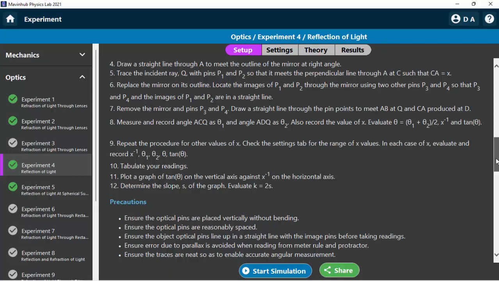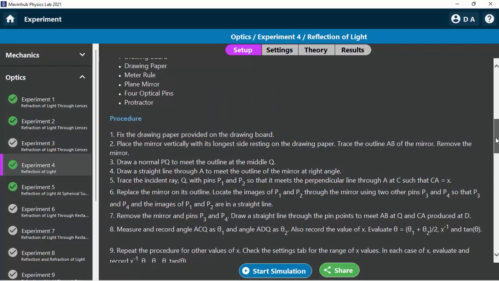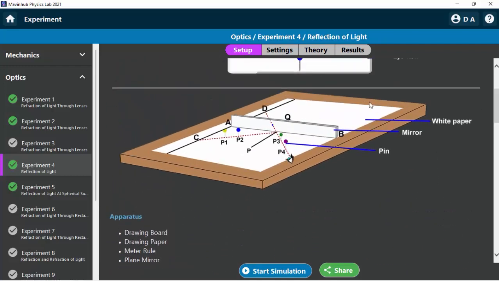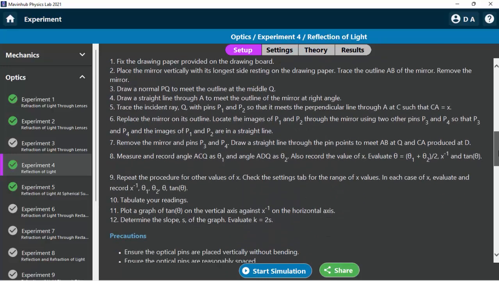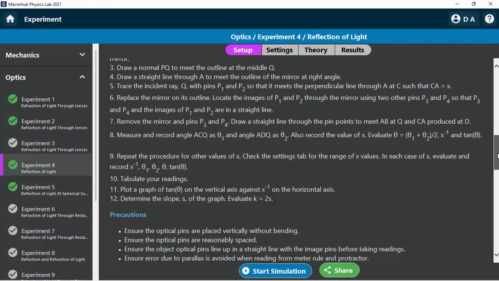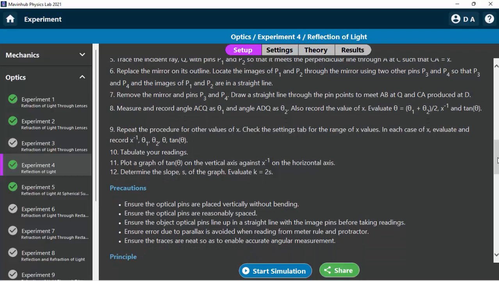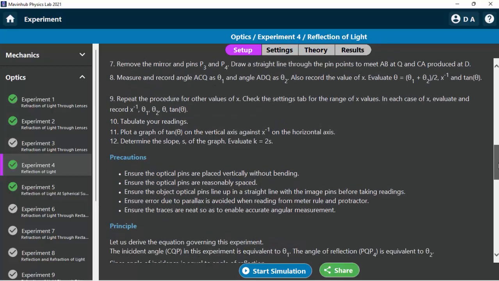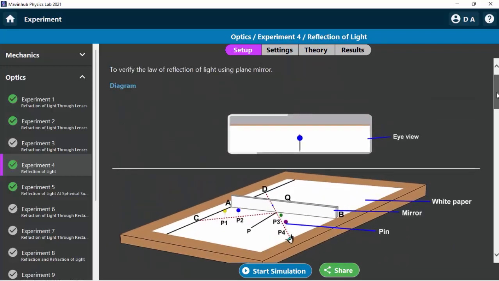Then after doing all of that, you repeat the experiment with a new value of x. But this time around, that will be on a new sheet of paper with a new value of x. Then you repeat the entire process and record your readings. So once you are done with the readings, you plot a graph of tan theta on the vertical axis. In other words, tan theta will be on the y-axis and x raised to minus 1 will be on the x-axis. Then you'll be asked to determine the slope and eventually asked to determine 2 times the slope.